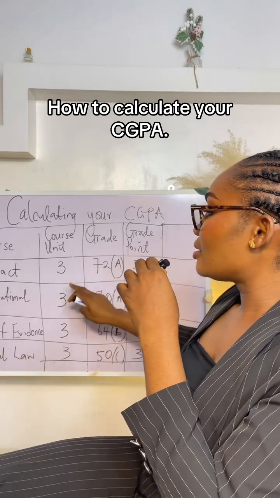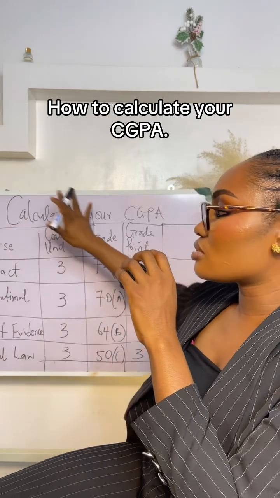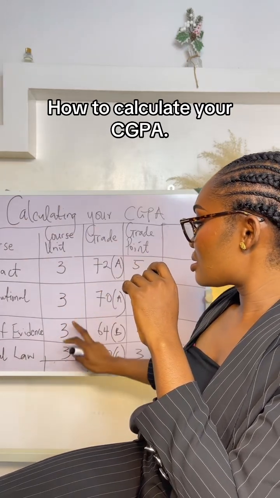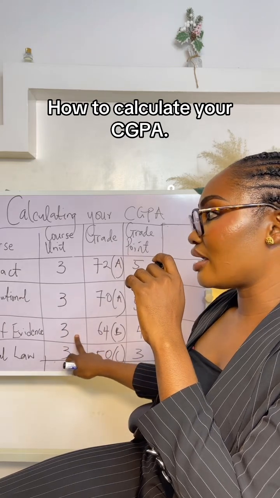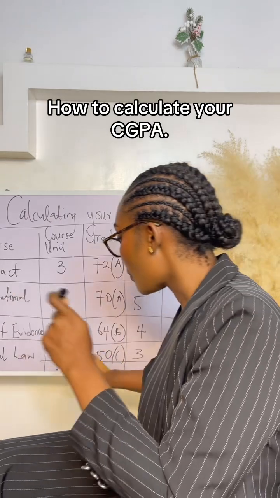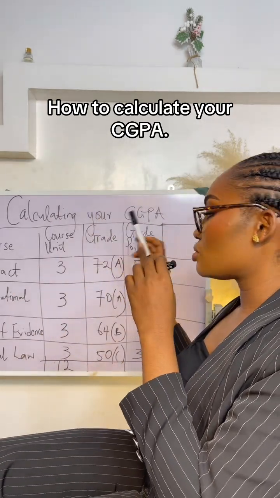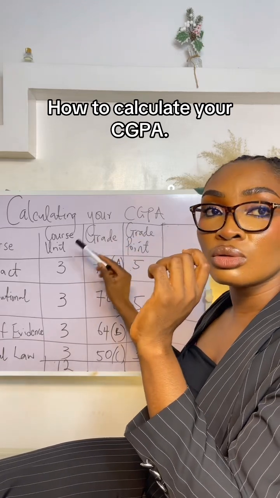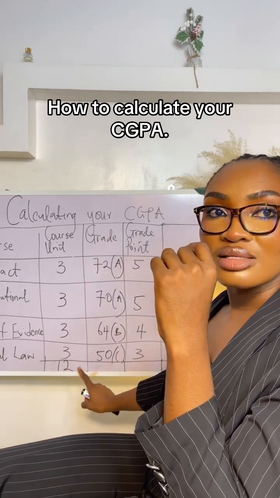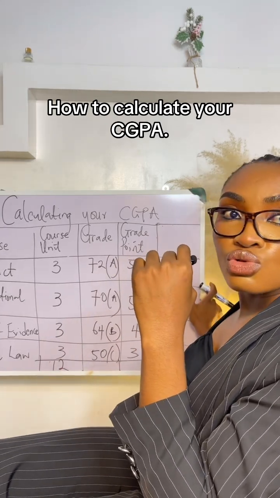Now you have to find the total unit loads each semester. So in this our hypothetical semester, we have 3 plus 3 is 6, 6 plus 3 is 9, 9 plus 3 is 12. So in this hypothetical semester, the total unit load or course unit is 12 units. So this student is in a race with 12 units. Now we move on to grade.